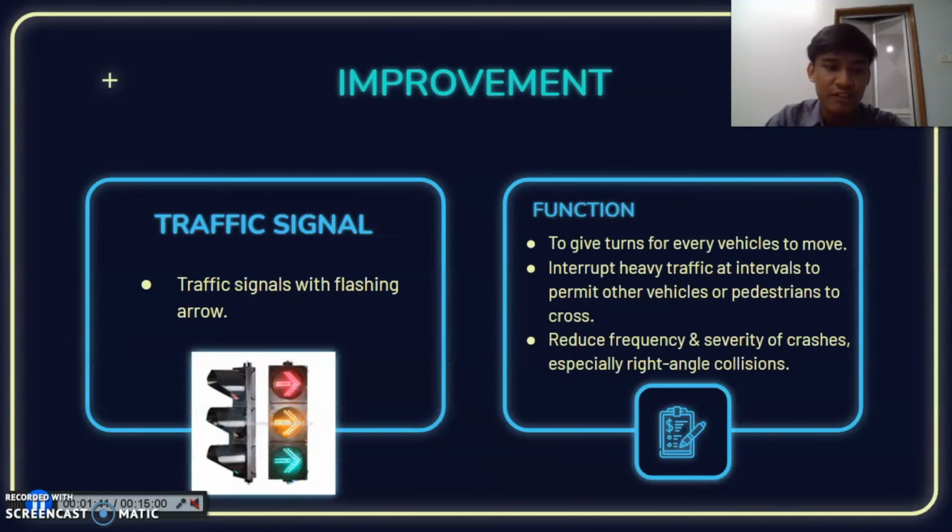And lastly is the traffic signal. It is a traffic signal with a flashing arrow. The function is to give turns for every vehicle to move, interrupt heavy traffic, and provide intervals to permit other vehicles or pedestrians to cross, and reduce the frequency and severity of crashes, especially right angle collisions. So that every vehicle will move in turn, and no accidents will happen.